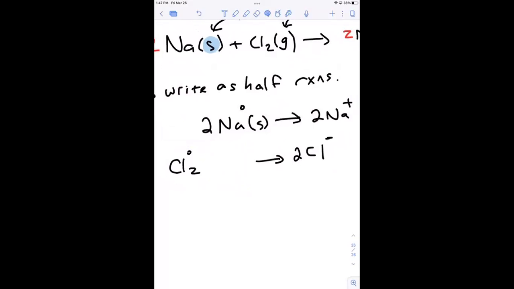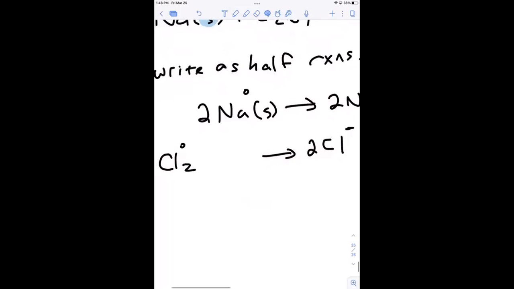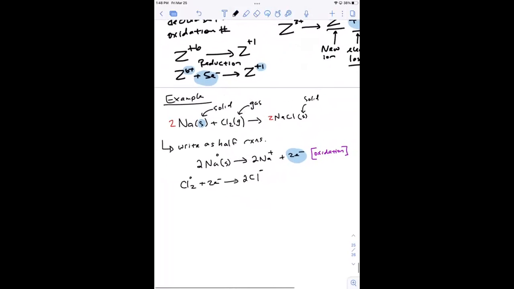If I want to make something negatively charged, we're talking about oxidation and reduction. Am I adding or subtracting electrons? If electrons are negative and I want the charge to be negative. So I'm going to add 2 electrons, right? Just like I made sodium positive by taking away electrons, I can make chlorine negative by adding electrons.